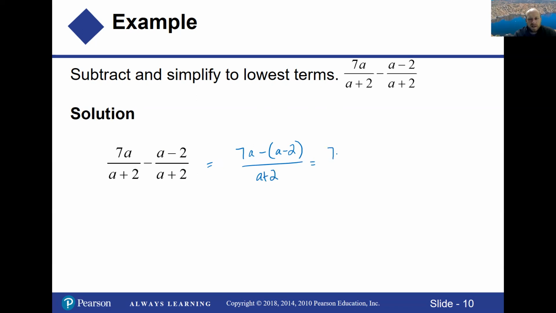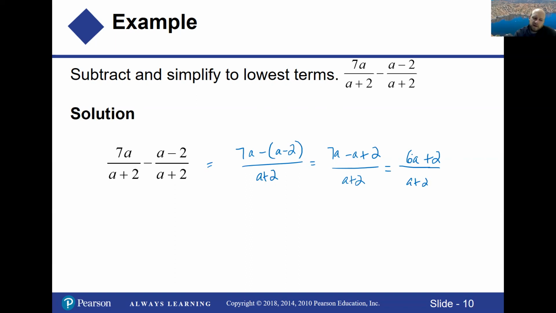Distribute here. So keep the 7a, distribute the negative here. So I have a negative a plus 2, right? And then all over a plus 2. Now combine like terms. I have a 7a and I have a negative a, or negative 1a. That becomes a 6a plus 2 on the top and a plus 2 on the bottom.